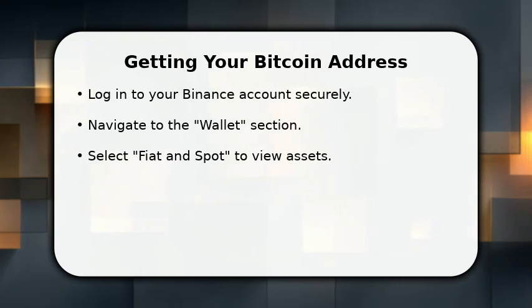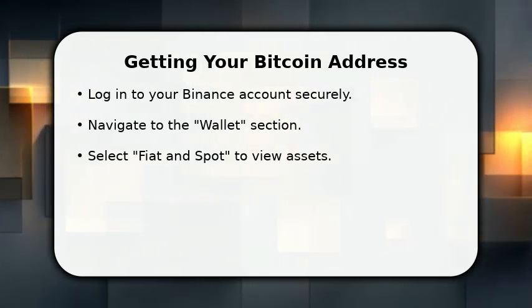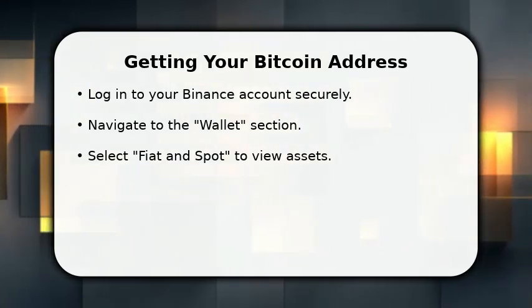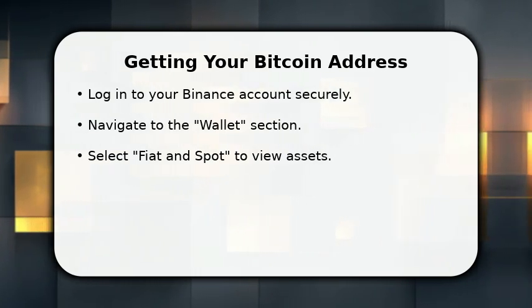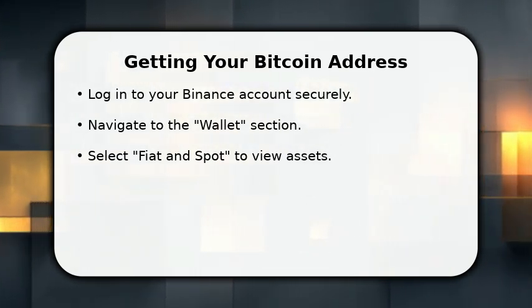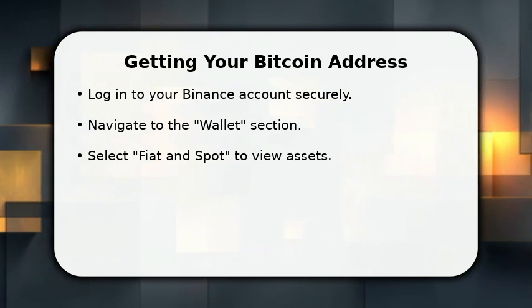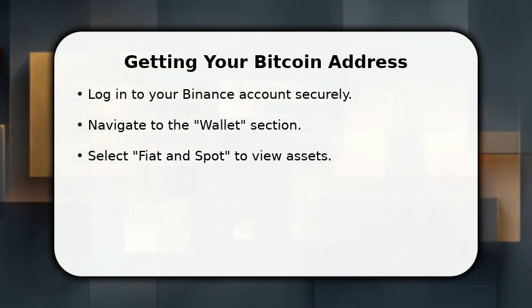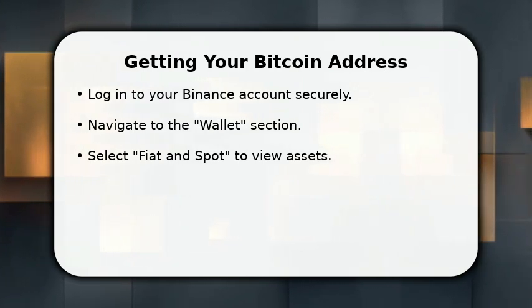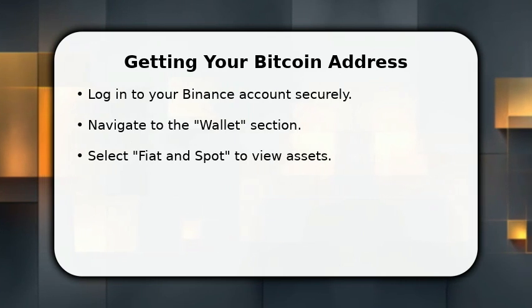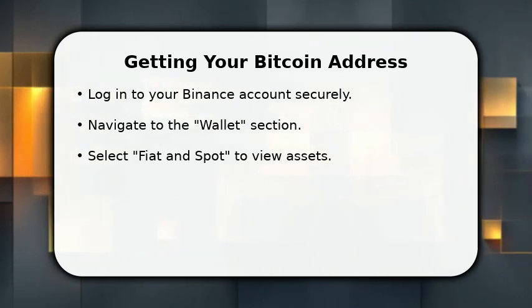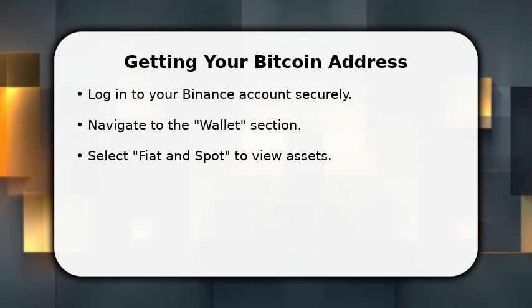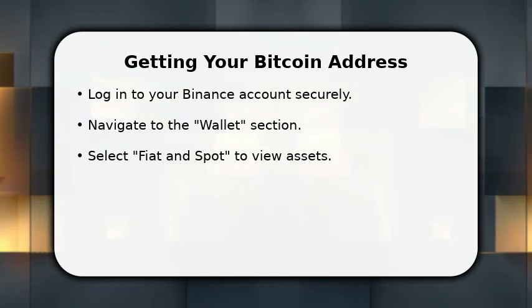Enjoy the video. In this video, I will explain how to get your Binance Bitcoin address. First, log into your Binance account. Once logged in, navigate to the Wallet section, usually found at the top right. From there, select Fiat and Spot to view all your available cryptocurrencies and fiat balances. This is where you'll begin the process of finding your unique Bitcoin deposit address.